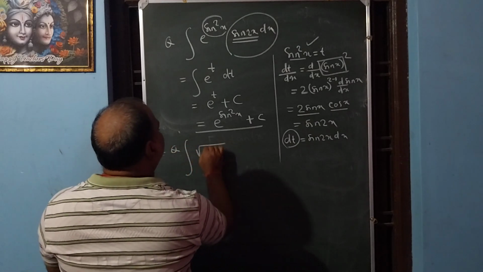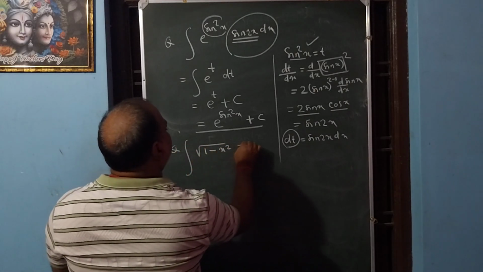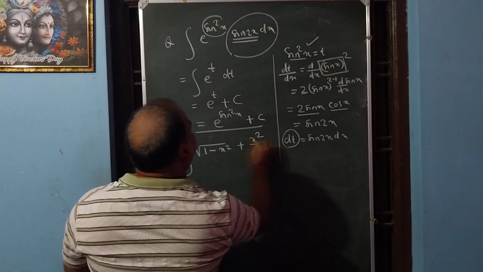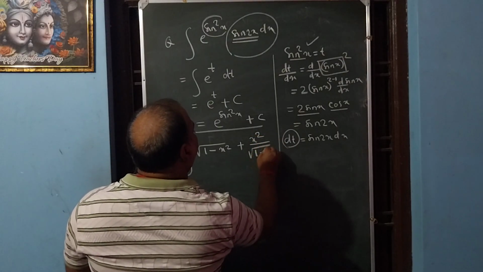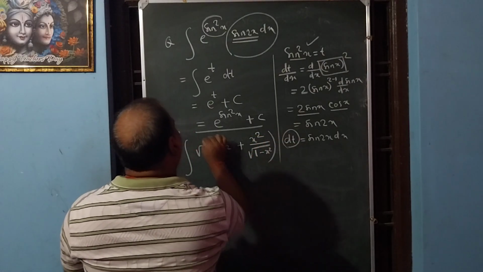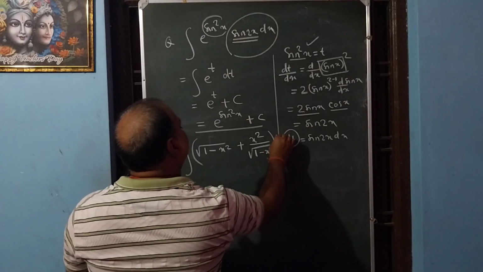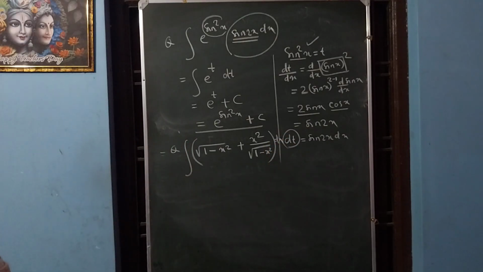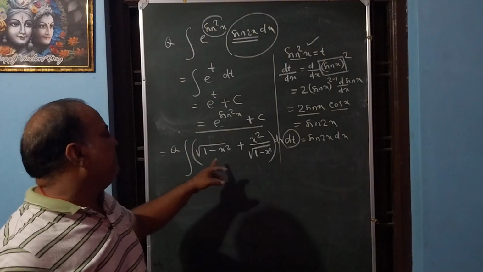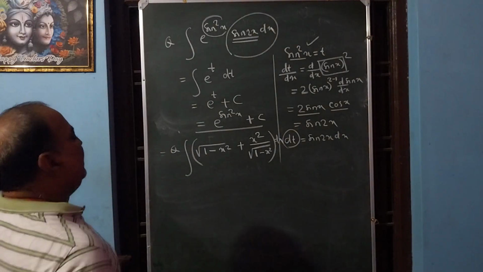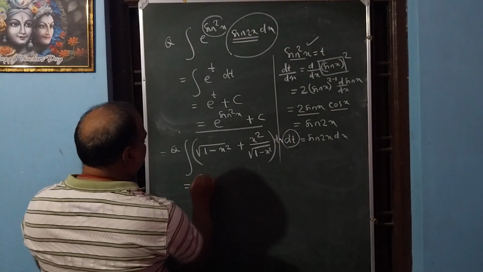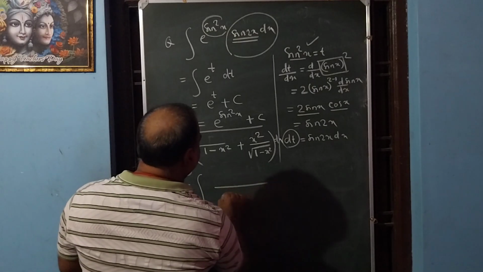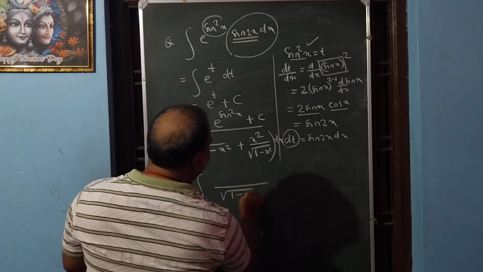Integration of (1 minus x square plus x square) divided by root over of 1 minus x square dx. This is one question, an important question. How can you integrate? First of all, you have to take the LCM. So write down, the LCM is 1 minus x square.